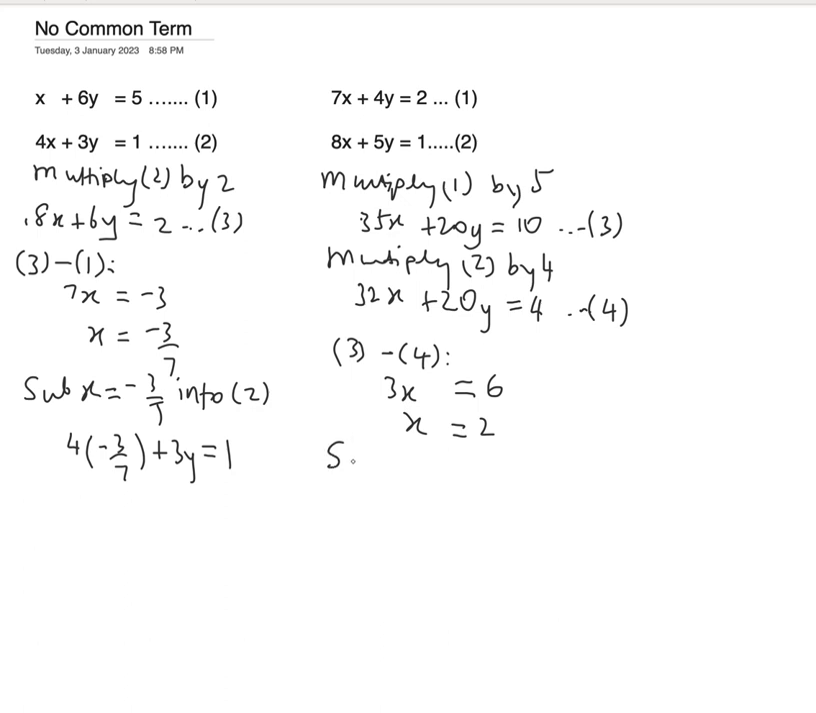And now we substitute to find the value of y into either equation. I can choose equation 1. Right, so equation 1 we have 7 times 2 plus 4y equals to 2. I chose equation 1 because the numbers are smaller. Alright, but any equation will do.